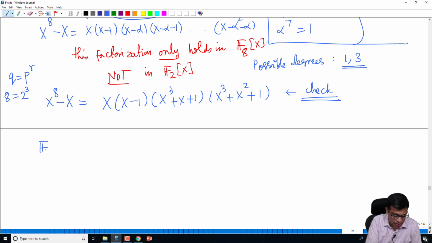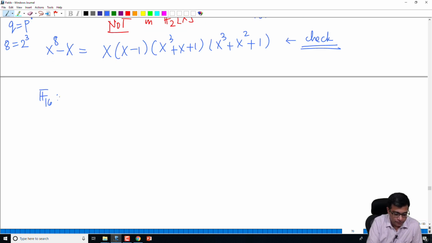So let's look at F16. So this is a degree 4 polynomial that we have to take, and this has order 4. If you take F16, things get a little more interesting because this is F2 power 4. This does contain F2 squared, right?